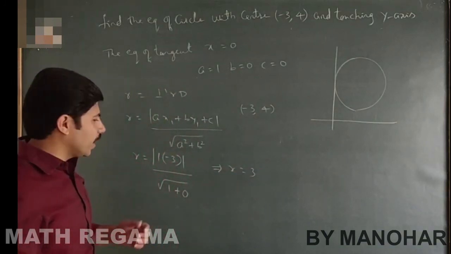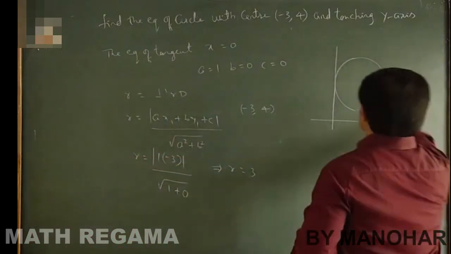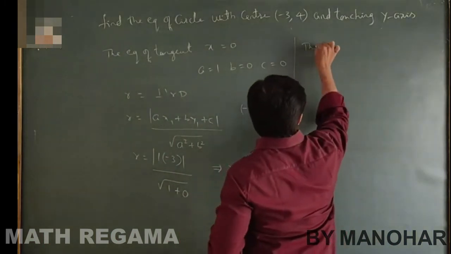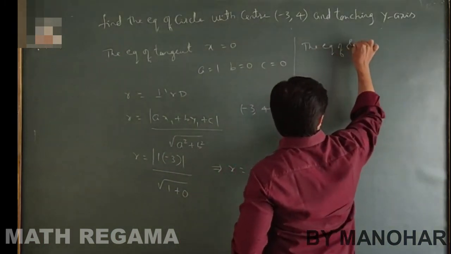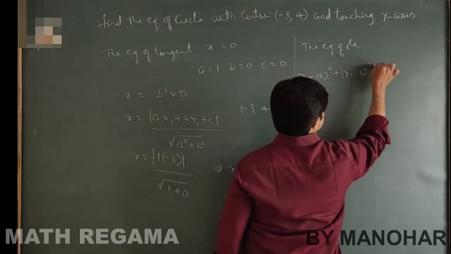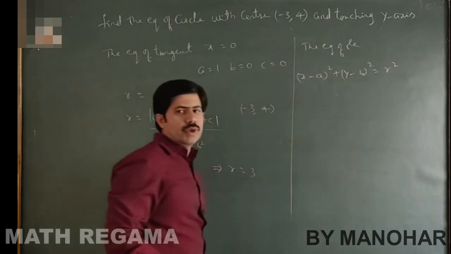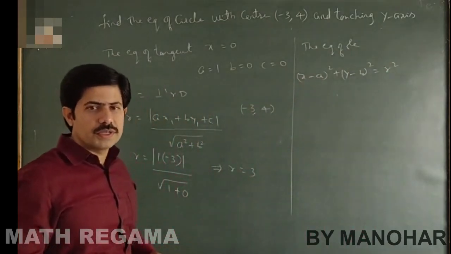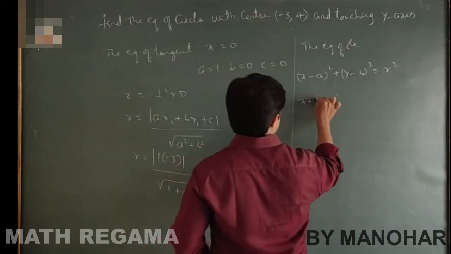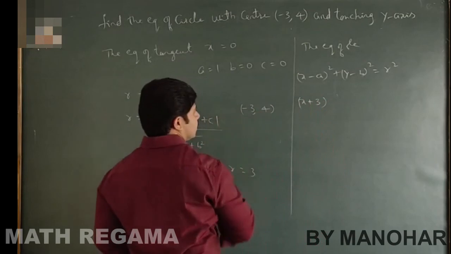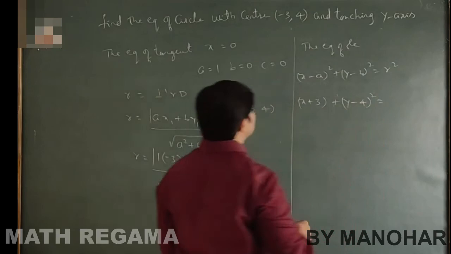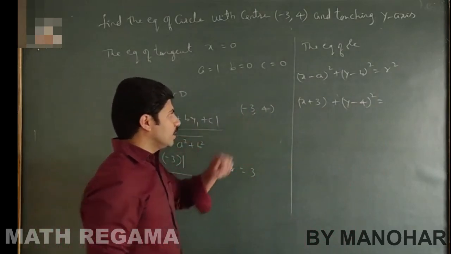After getting r, we will find the equation of the circle. How to find the equation of the circle? The equation of the circle is nothing but (x minus a) whole square plus (y minus b) whole square is equal to r square. So x minus a, with the center being (minus 3, 4), plus (y minus 4) whole square is equal to r square. The r value is 3 square.